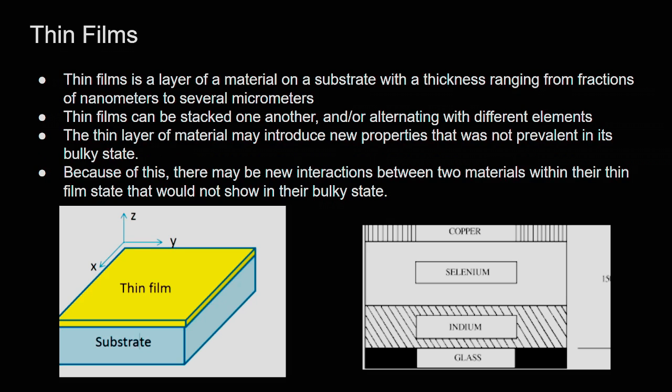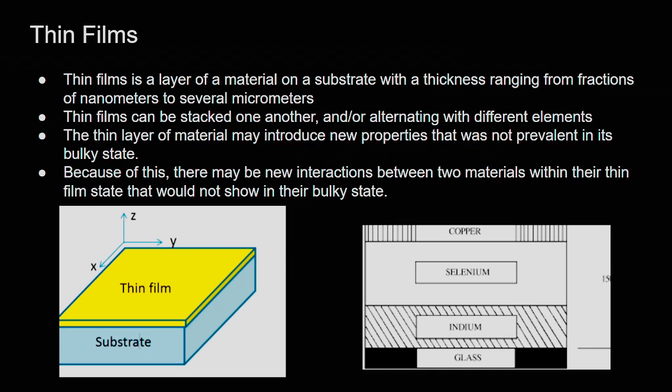So what is a thin film? Thin film is a layer of a material on a substrate with a thickness ranging from fractions of a nanometer to several micrometers. The picture on the bottom left represents a yellow layer thin film on the top of a substrate. The substrate can be glass or a specific material suitable for the desired thin film like alumina or something.